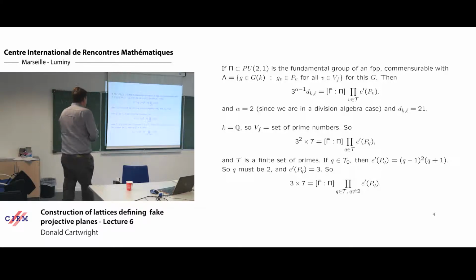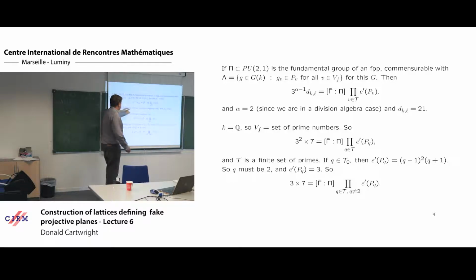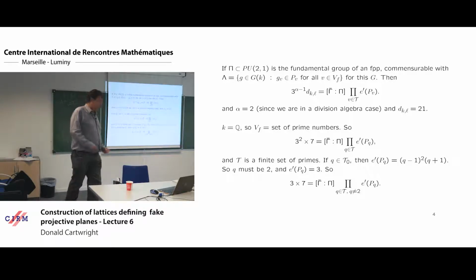And in this particular case, the alpha is 2 because we're in a division algebra case. And for this particular pair of fields, K and L, we know that D_KL is 21. The set of places corresponds to prime numbers, okay? And so this formula becomes this, where T is a finite set of primes.